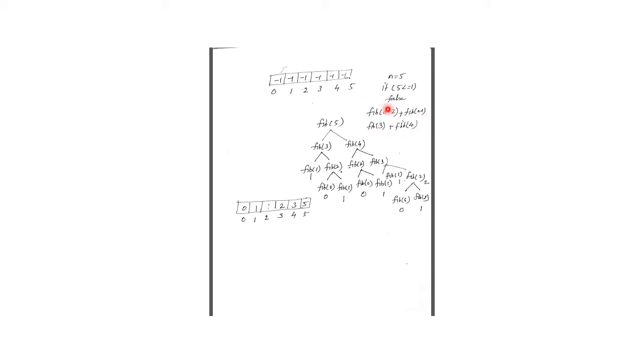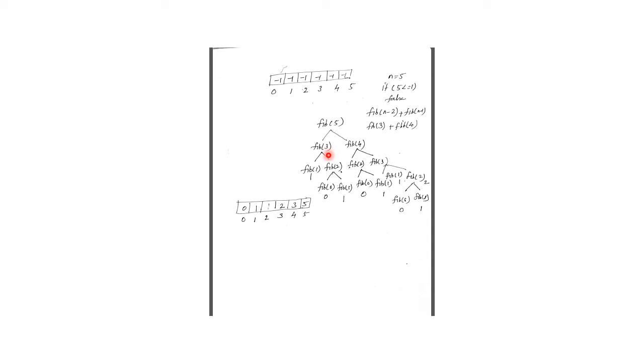So we have to substitute the value of n equal to 5 in the equation FIB of n minus 2 plus FIB of n minus 1. So here we have to substitute the value of n as 5. So 5 minus 2, 3, FIB of 3 plus FIB of 5 minus 1, 4. So we will get two subproblems for FIB of 5: FIB of 3 and FIB of 4.